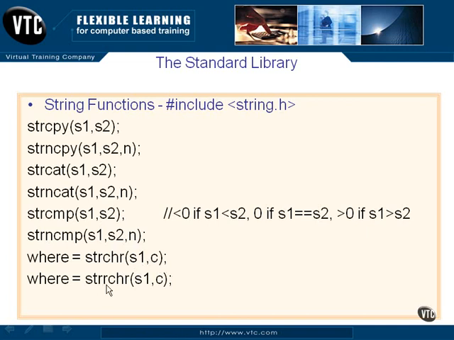String R CHR starts at the end of S1 and works its way backward, looking for the character. So we would start here, let's say, if this was our string, and we would look backwards trying to find a letter. And then if we found it, we would return the address.